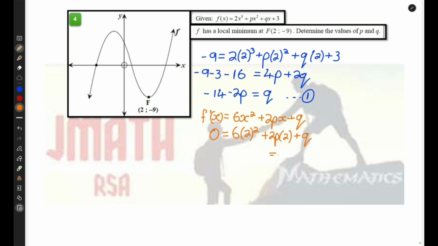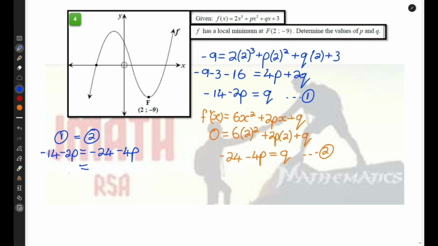I want to get q alone again. So 6 times 2 squared gives me 6 times 4, which is 24. So q equals minus 24 minus 4p. And that would be equation 2. So now to solve this, I need to make equation 1 equal to equation 2. And that would be minus 14 minus 2p is equal to minus 24 minus 4p.